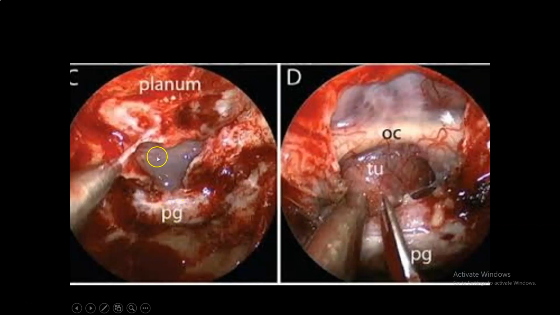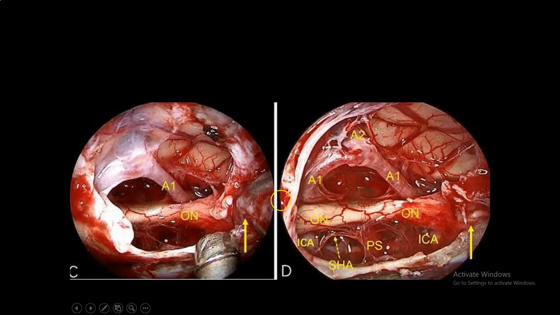You are prechiasmatic and suprachiasmatic. You can reach the tumor. Here is the pituitary gland. This is the classic. Here, extended transplanum. You find the optic chiasm. You find the tumor. You find the arachnoid. And you remove the tumor. This is the picture after removing the tumor.